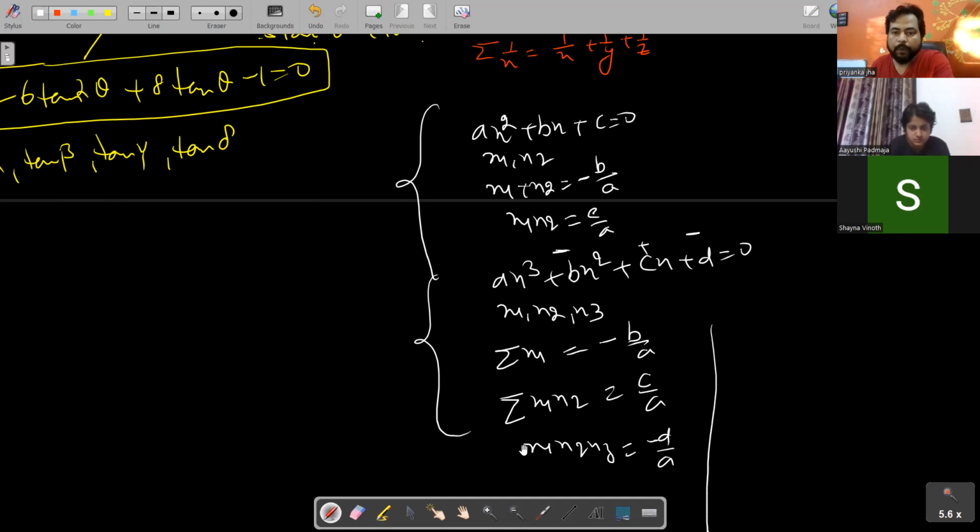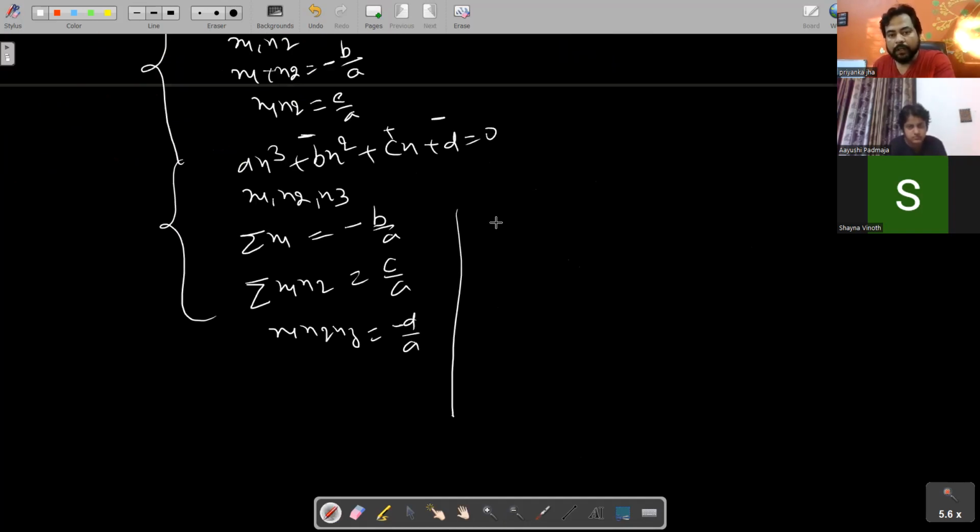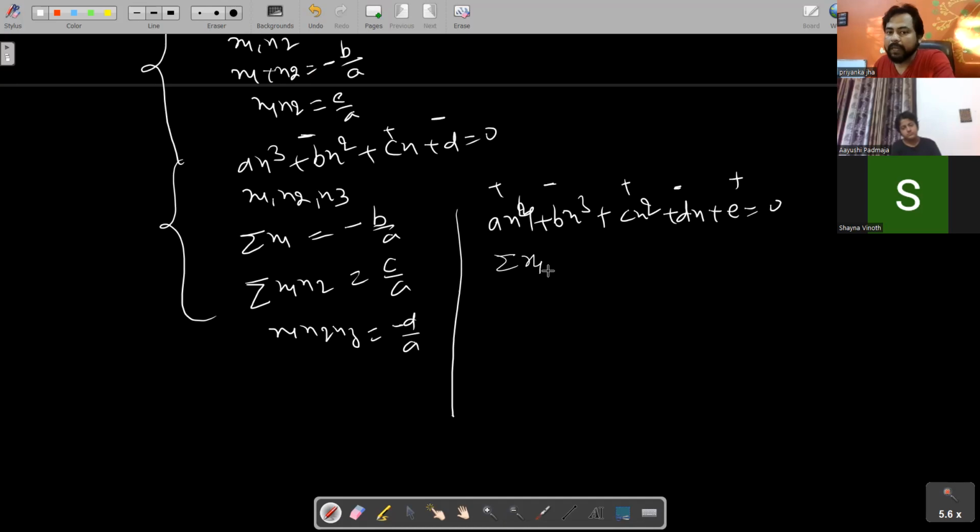But suppose the polynomial is biquadratic, like ax4 plus bx cube plus cx square plus dx plus e equal to 0. So this is the sign pattern plus, minus, plus, minus, plus. Now it will have four roots. So the sum of the roots taken one at a time, x1 plus x2 plus x3 plus x4, will be minus b by a, and all the coefficients will come with proper sign. If it is negative here, we'll write minus of minus b by a.